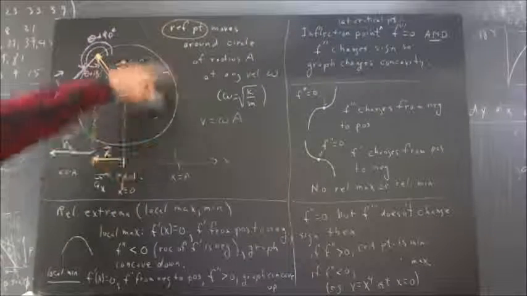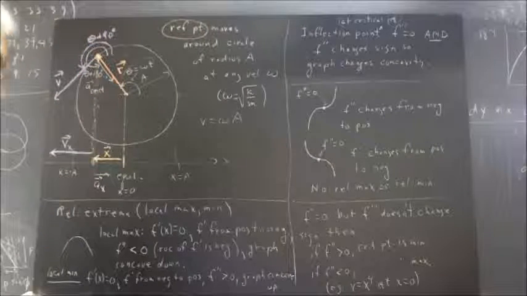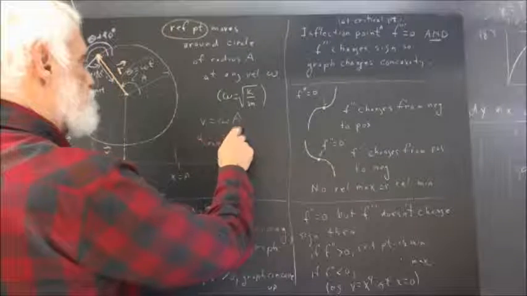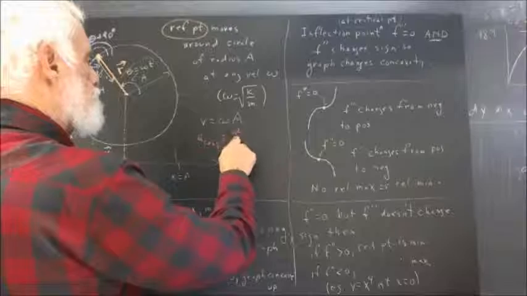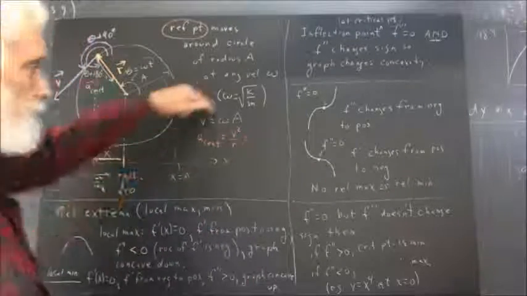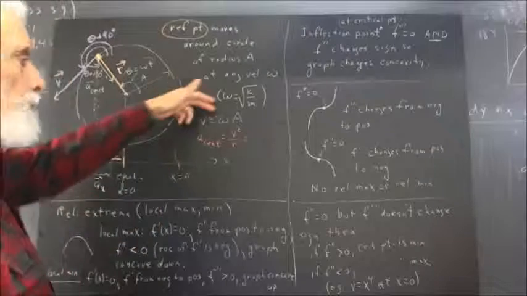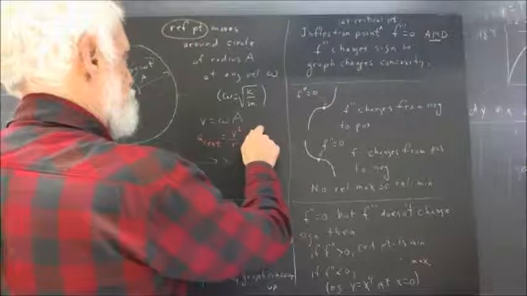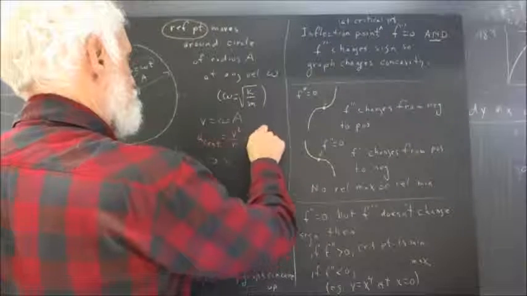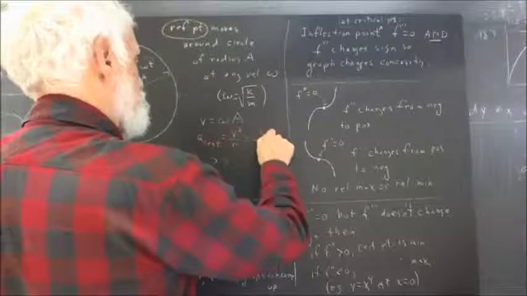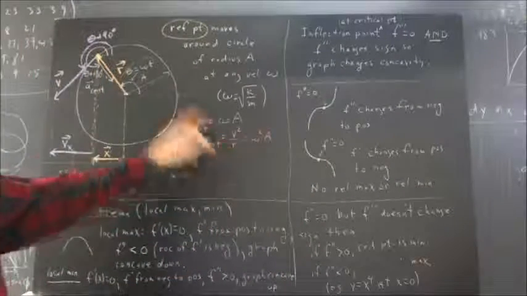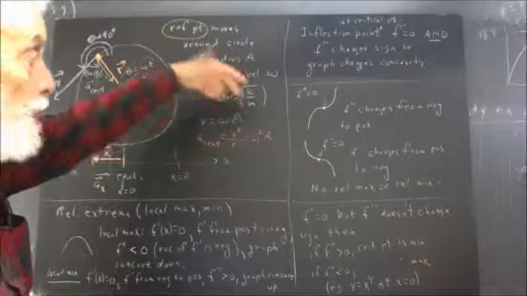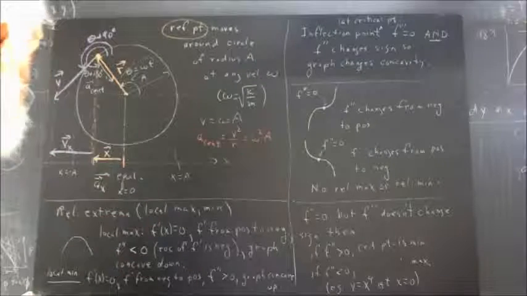Now, a point moving around a circle has a centripetal acceleration. Centripetal acceleration is going to be v squared over r. Now, since v is omega times A, v squared is omega squared A squared, and this is going to become omega squared A. The radius of the circle is A, of course, so v squared over r becomes quantity omega A squared over A, which is omega squared A.